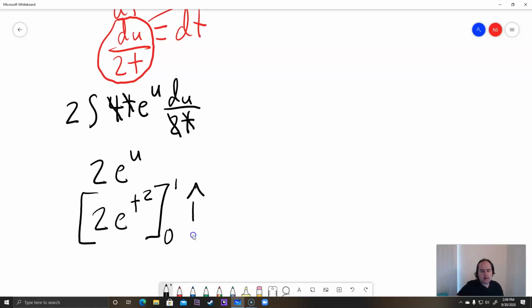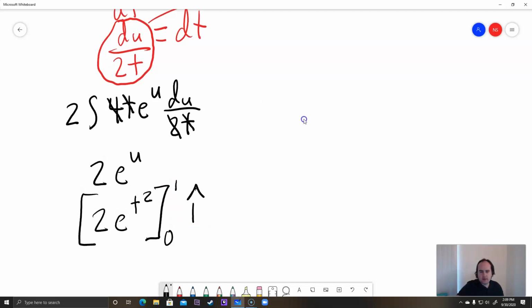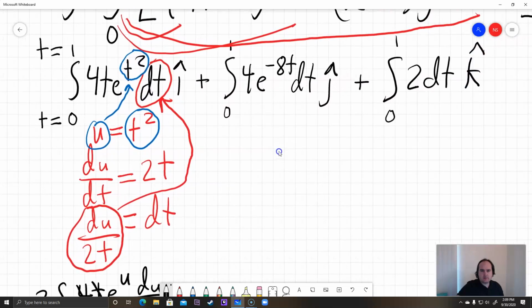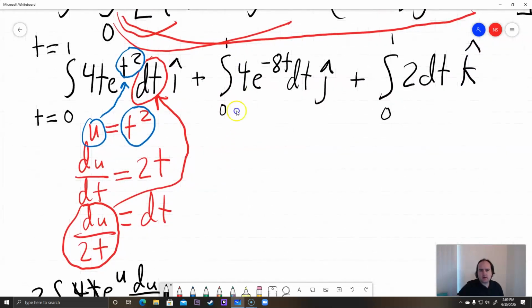Okay, and then I'm going to go ahead and figure out what the other integrals are before I plug in the numbers at the end. Okay, so let's do the second integral. So the second integral here is a lot easier. The integral of 4e to the negative 8t dt. Here we can use u substitution, but it's a lot simpler.